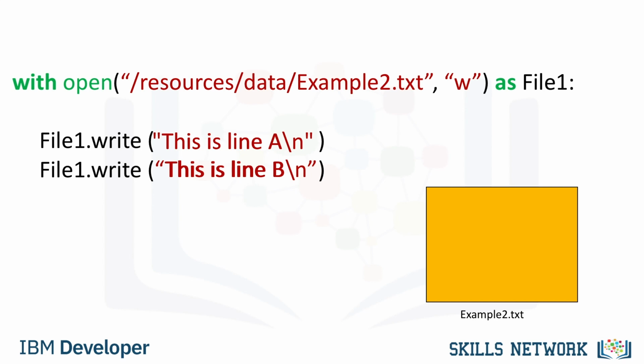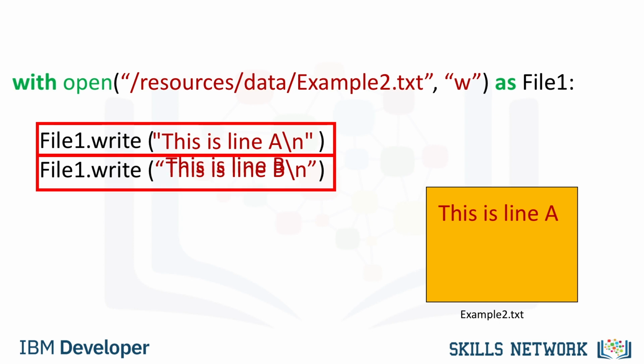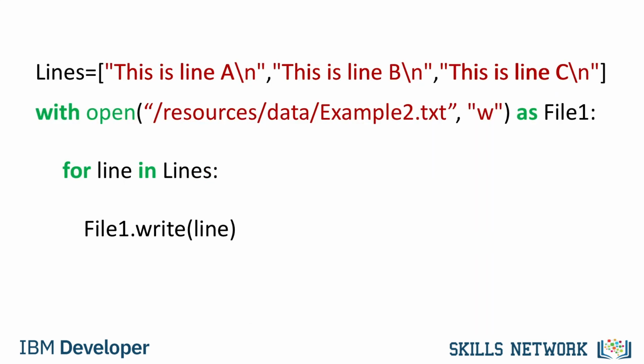If we use the write method successively, each time it's called, it will write to the file. The first time it is called, we will write, "This is line A" with a \n to represent a new line. The second time we call the method, it will write, "This is line B," then it will close the file. We can write each element in a list to a file.